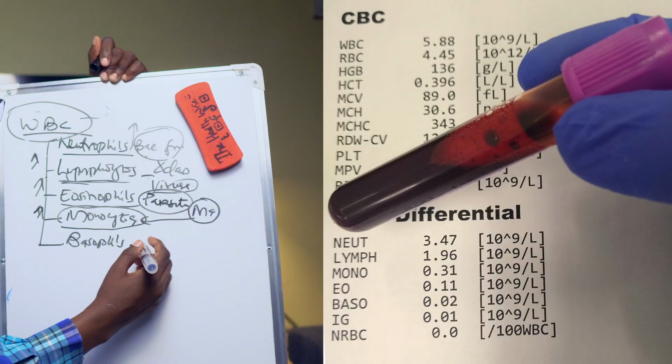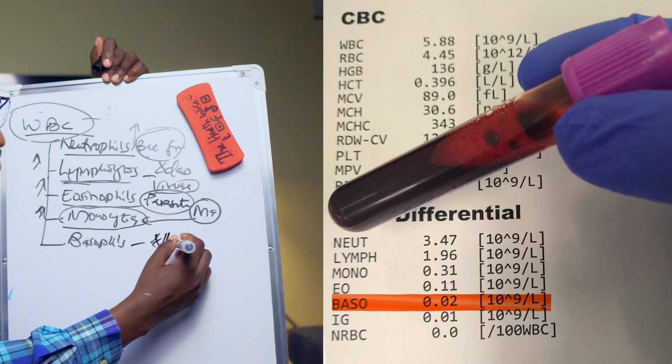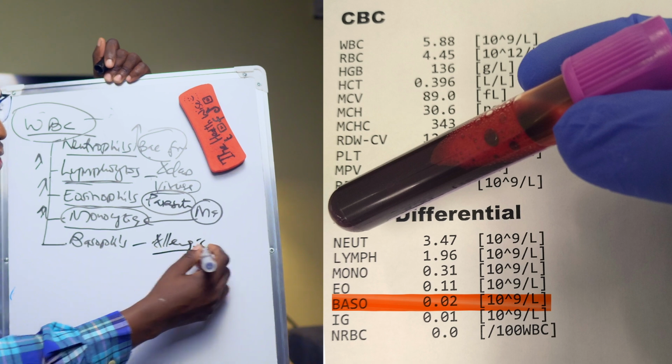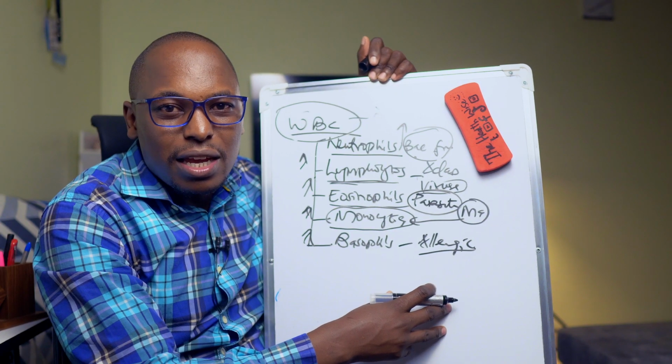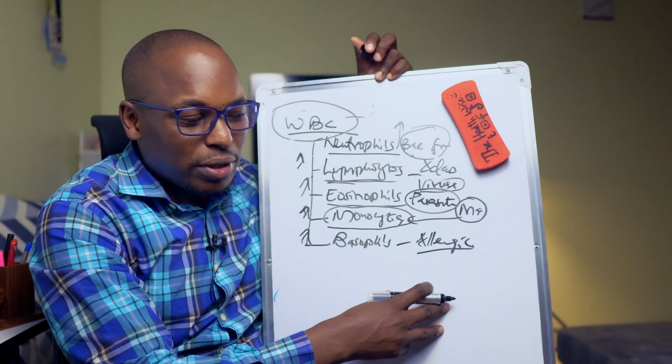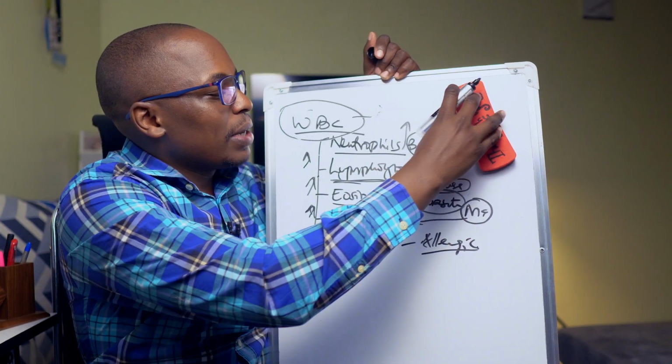Now, let's go to basophils. This is where you have allergic reactions. When you have an increase in basophils, there is an allergic reaction going on in your body. Now, that's about white blood cells.